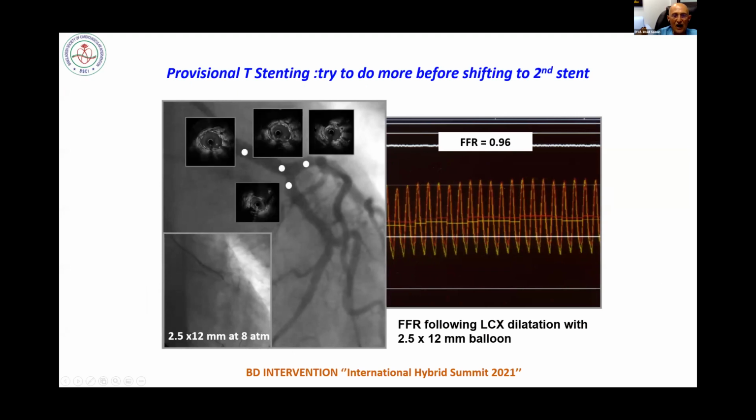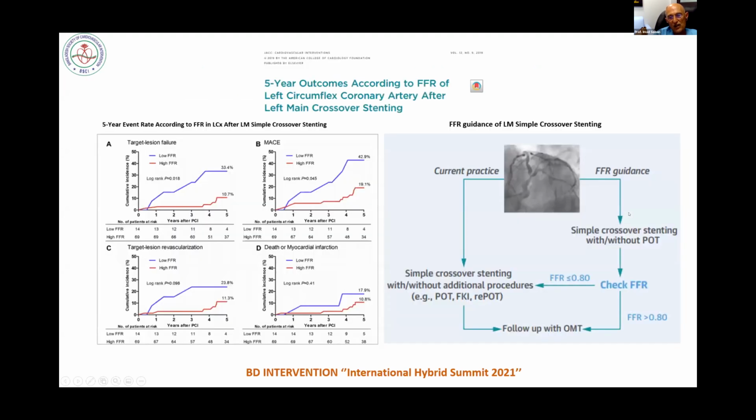And if you check with IVUS, you'll see everything in place. Also, the ostium of the circumflex is okay, and you can leave it like this without any unnecessary stenting. And we have enough data today to show that after FFR evaluation, deferring what is not necessary is safe, and maybe much safer for the patient than stenting.